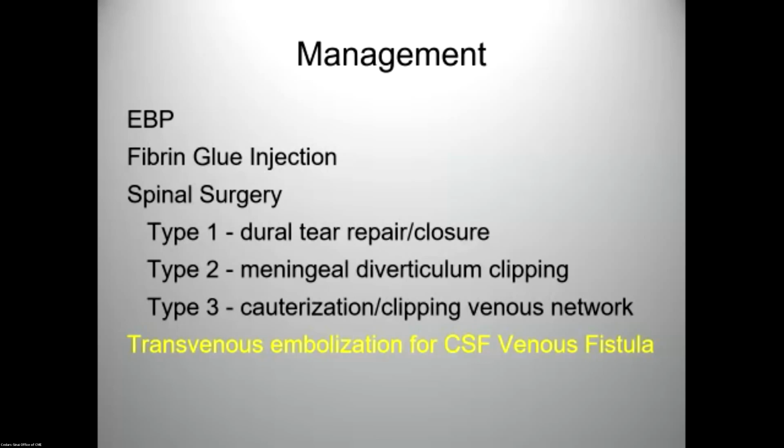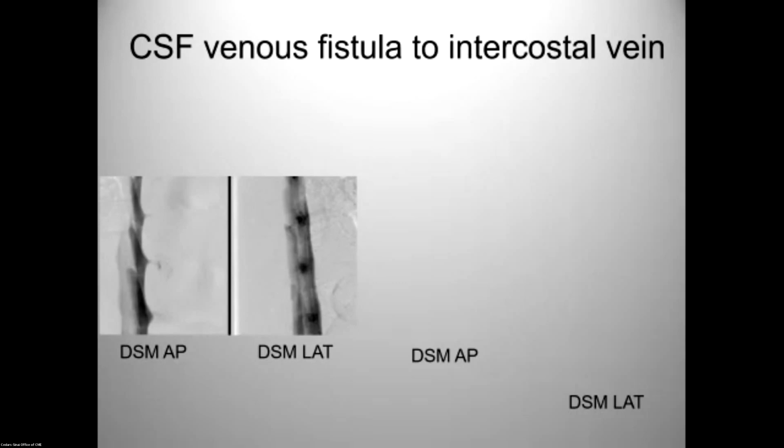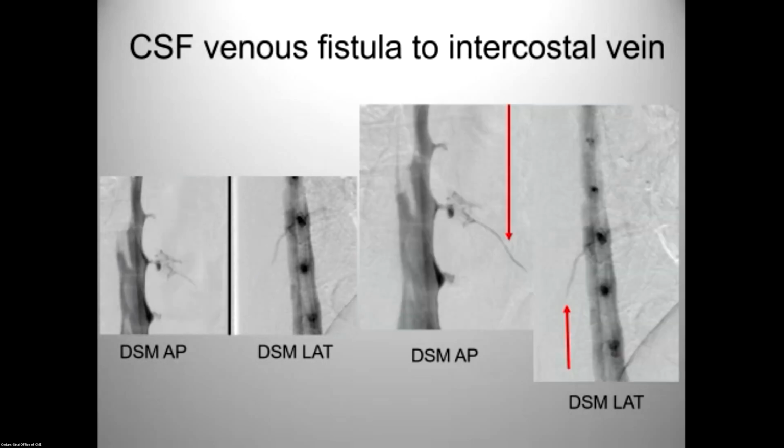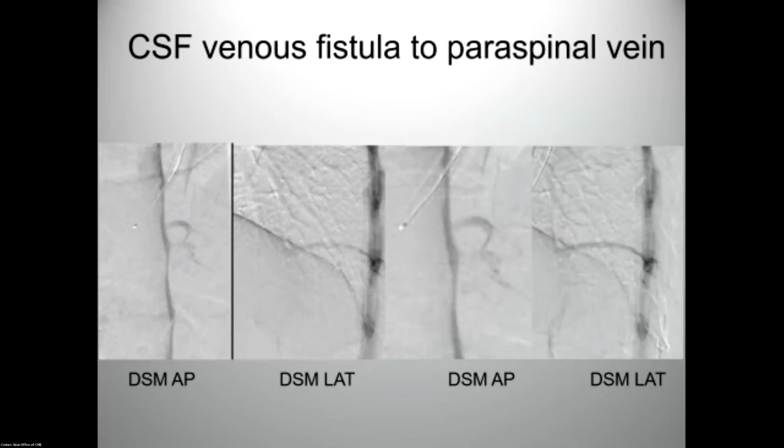And how did that come about? Well, you've seen this slide yesterday, the many different types of CSF leak. And as we were looking at these leaks over the years, of course, everybody, including me, noticed that these drained into some veins, and some of the veins were recognizable. Here's a DSA showing the intercostal vein, just along the rib. And then there was another patient here. You're looking at the AP and lateral DSA, and you start seeing what's called the paraspinal vein, just along the lateral edge of the vertebral body.